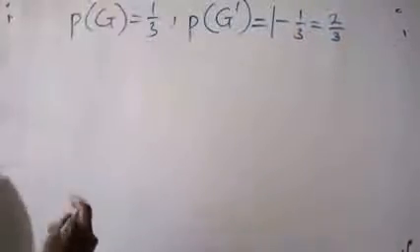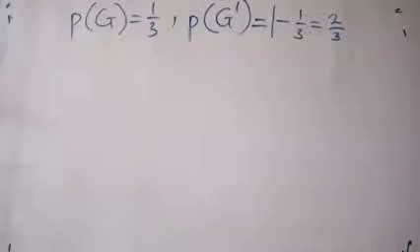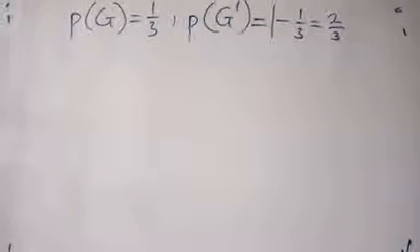So anytime you are given the probability that something will happen, it is important you quickly find the probability that it will not happen. It helps you to be able to solve the question properly.